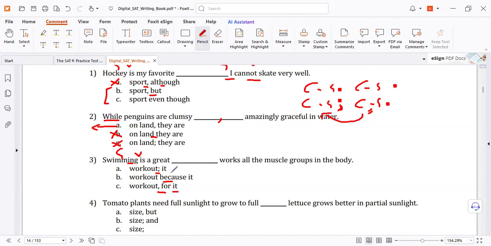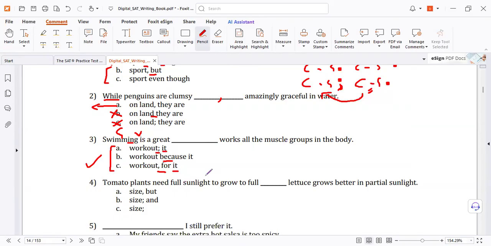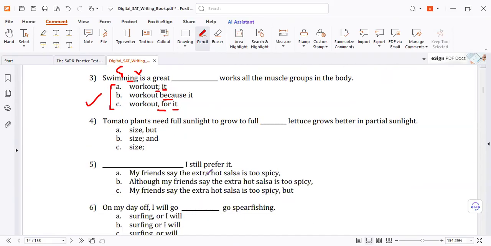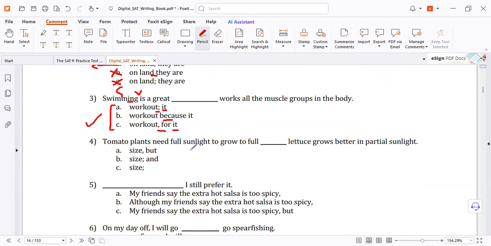Here it's related because it refers to swimming, and we explain why it's great: because it works all the muscle groups in the body. Cause. So the three are correct. We test you here about the structure, not about the meaning only. It is like a practice, but in the test it is something else. You must choose one answer.